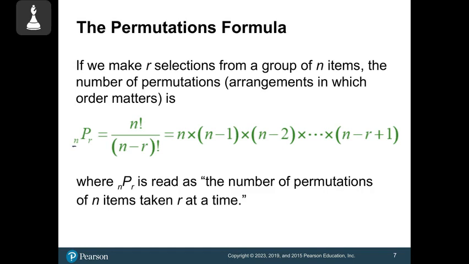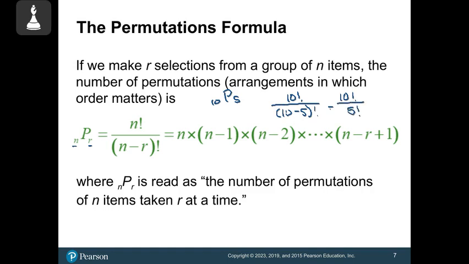So n is the total number of items that we have. r is how many we are taking. So if I had, let's say, 10 items and I want to pick 5, the way that I would do 10P5 is, on top, 10 factorial. On bottom, you're going to subtract those, 10 minus 5 factorial. So that gives me 10 factorial over 5 factorial.